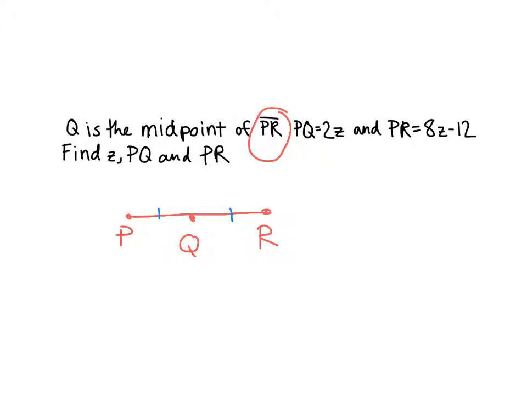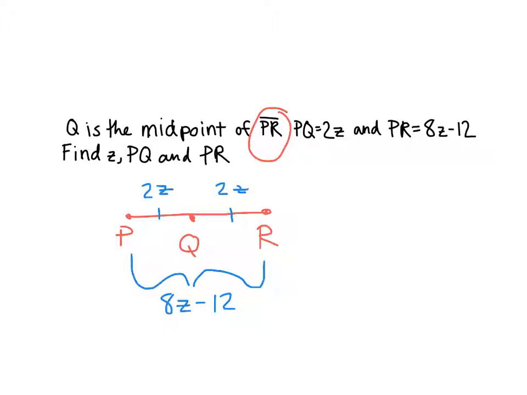So we know PQ is 2Z. So then what would QR be? 2Z. And then the whole thing, PR, is equal to 8Z minus 12. So now what do we do?